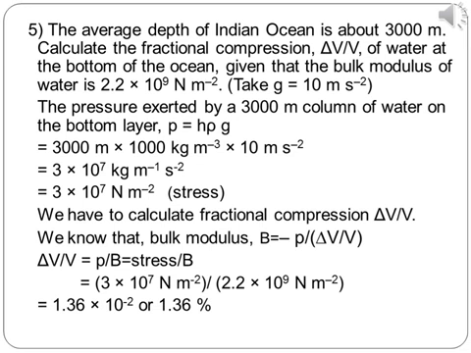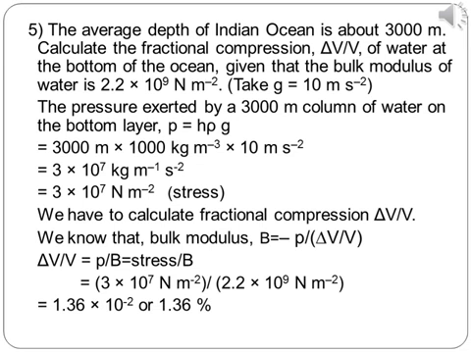And fifth question is, the average depth of Indian Ocean is about 3000 meter. Calculate the fractional compression delta V by V of water at the bottom of the ocean, given that the bulk modulus of water is equal to 2.2 into 10 the power of 9 Newton per meter square. Take G is equal to 10 meter per second square. It is the acceleration due to gravity.